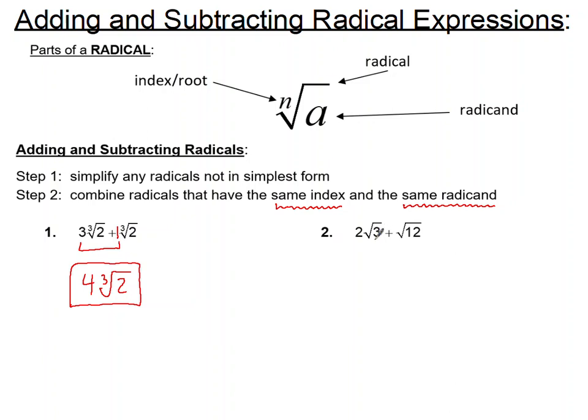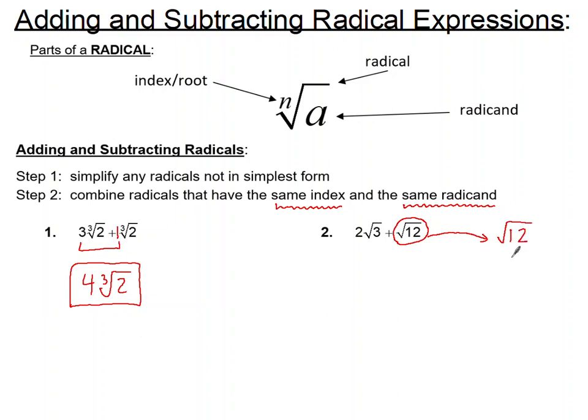Let's look at number 2. Now I'm dealing with square roots. This first term has a square root of 3, and this second term has a square root of 12. So the radicand is not the same. Not yet. I dealt with square root of 12 last class. Do you remember? Let's come off to the side and deal with this square root of 12. Let's simplify square root of 12.